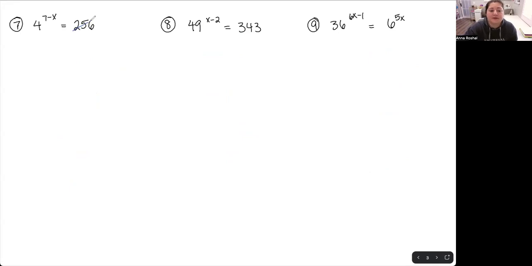Same thing with this, 256 is 4 to the fourth. So now that I have the same base, again, it's really nice to know your perfect squares, cubes, to the fourth, fifth, sixth, whatever power. If you don't know that, you are going to have to do a factor tree and come up with the right numbers in order to put it into the equation.